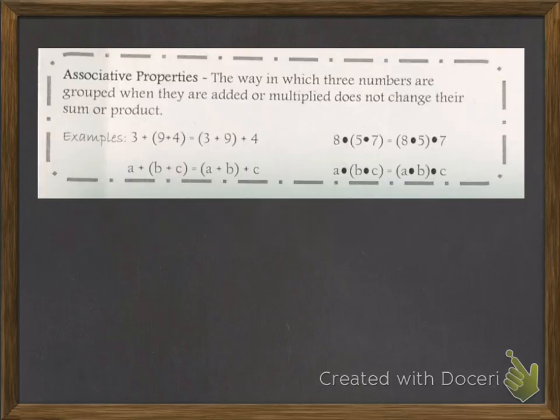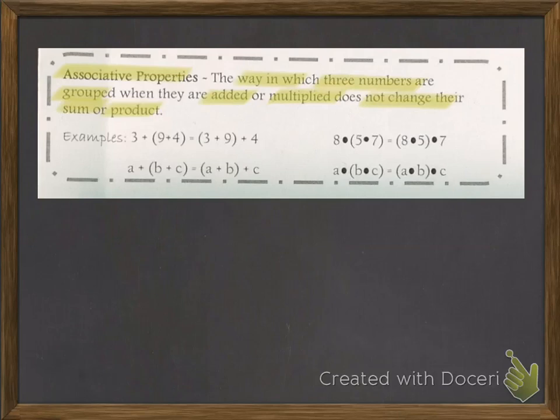Then we have an associative property, which is the way in which three numbers are grouped when they are added or multiplied does not change their sum or product. So the associative property for addition is right here. We have 3 plus 9 in parentheses, plus 4, equals 3 plus 9 plus 4 in parentheses. So the sum of those would equal each other.